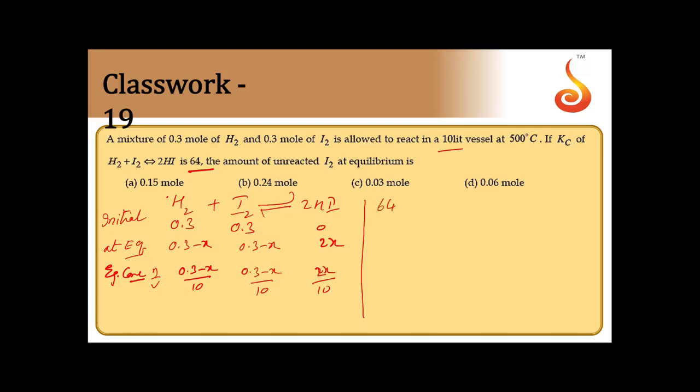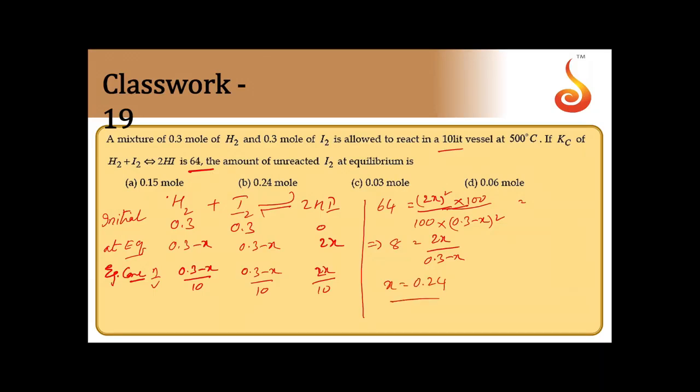So the equilibrium constant 64 should be equal to HI square, 2X whole square by 100, into H2 into I2, that is 0.3 minus X the whole square, again 100. The 100 goes to the top, which becomes equal to, if you take square root on both sides, this implies it will be 8 here. 8 is equal to 2X by 0.3 minus X. Simplifying, we get X as 0.24.